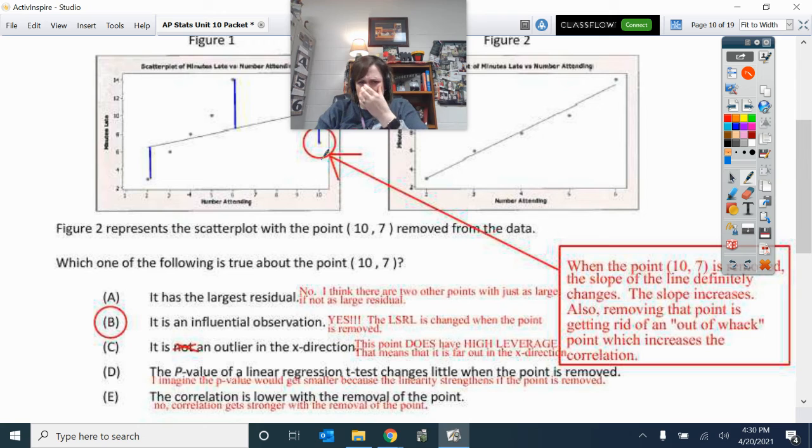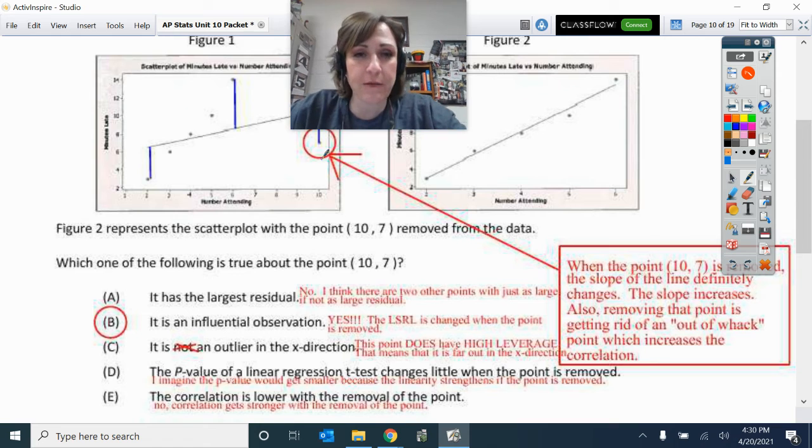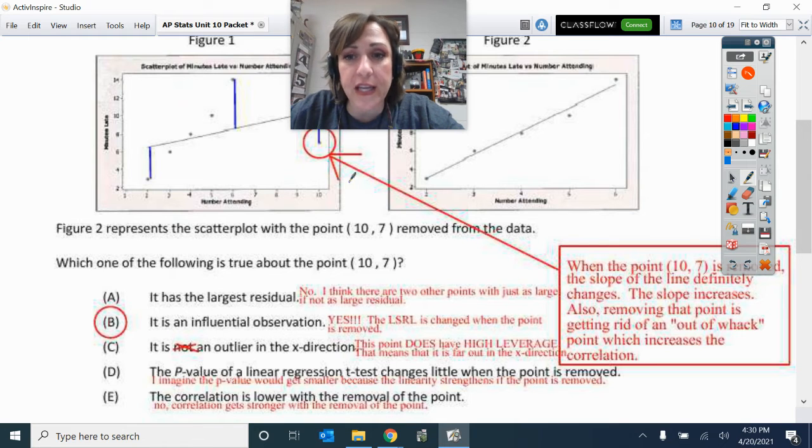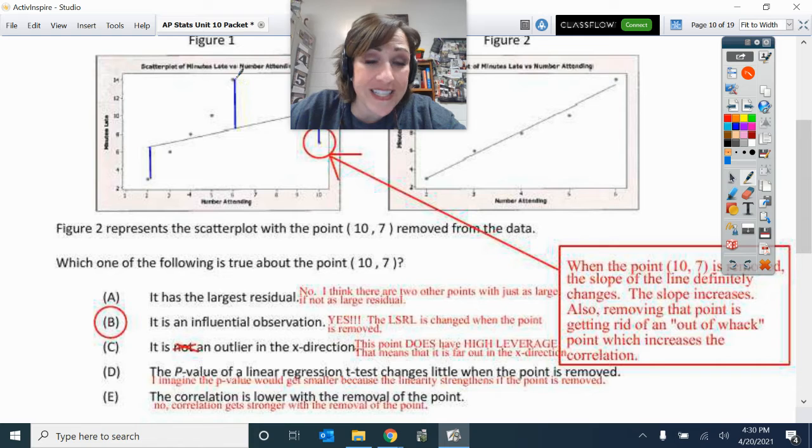It is farther out there. It is. Yeah, I was like, okay, yeah, it is an outlier. I mean, it does have high leverage. It's way far out there in the X direction, out at 10, when the rest of the domain is from 2 to 6. Okay, so it's an outlier.